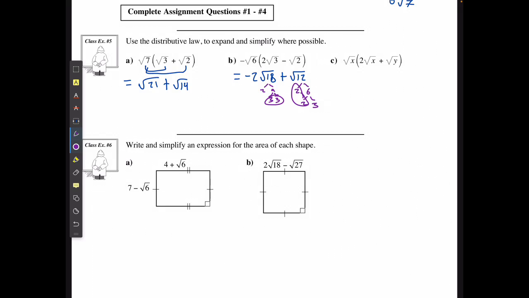So, what I actually have here is negative 2 times 3 times the square root of 2 plus 2 times the square root of 3, or negative 6 root 2 plus 2 root 3. And there's my simplified answer.